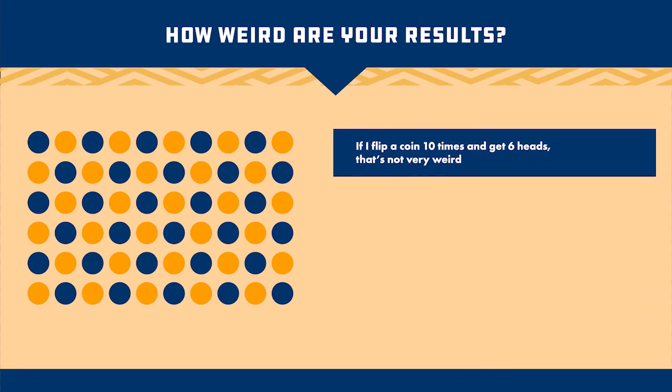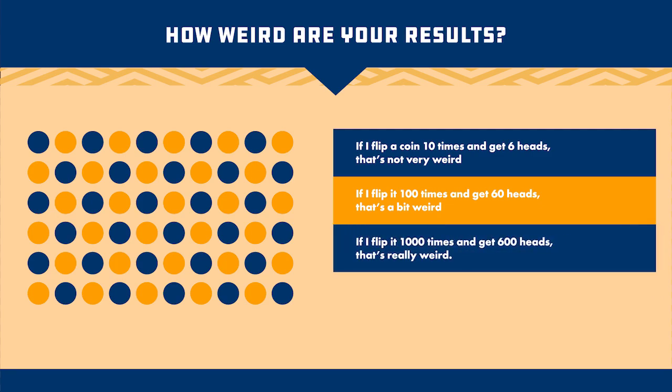Well, if I flip a coin 10 times and get 6 heads, you remember this from the prior lecture, that's not that weird, right? That's not crazy. You wouldn't feel that that's very weird. But if I flipped it 100 times and got 60 heads, that feels a little weirder. And if I flip it 1,000 times and get 600 heads, that's even weirder still, right? So there's something that is linked to sample size here.